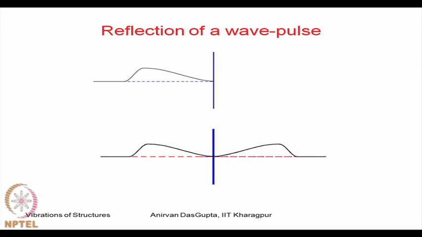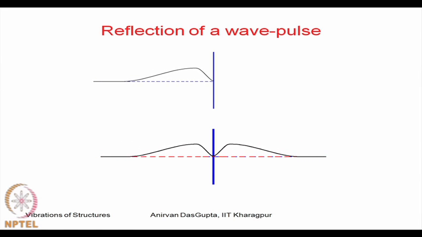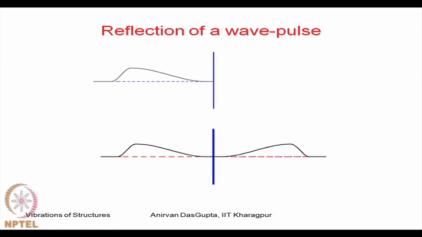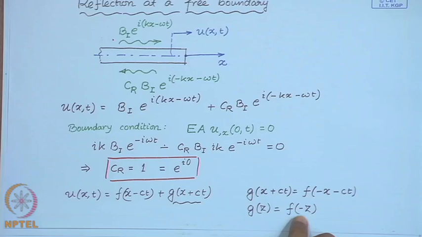It could be a bar, it could be a string with a free end. If it is a bar, remember that the value of the displacement is actually the axial motion of the bar. So, we observe here that for the free boundary case, there is only a mirror reflection at the boundary.